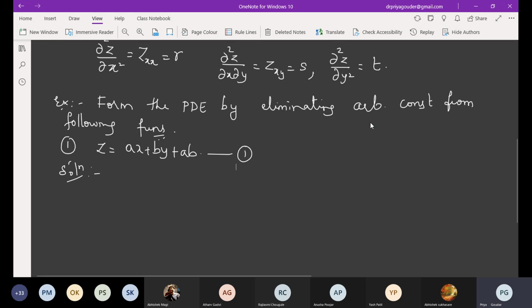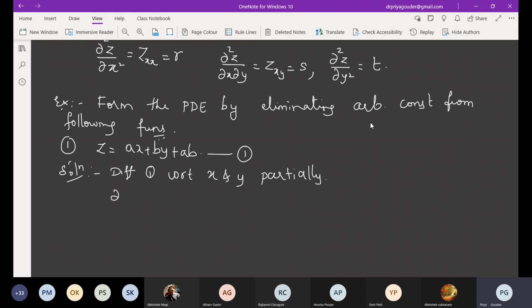So what we are going to do for this is, just now I told you the procedure. What is to be done with this equation? Okay, we have to go for partial differentiation. Differentiate 1 with respect to x and y partially. Hope you remember the concept. When you differentiate with respect to x, y has to be treated as constant. Similarly, if you do it with respect to y, x should be treated as constant.